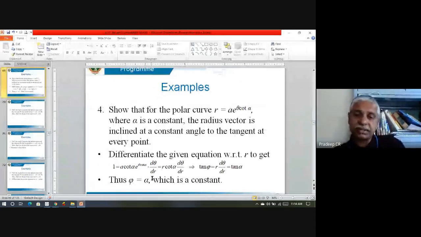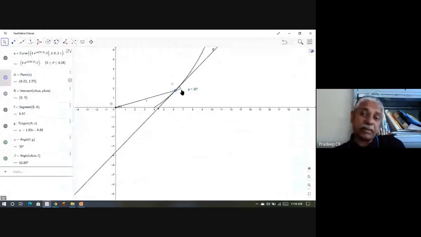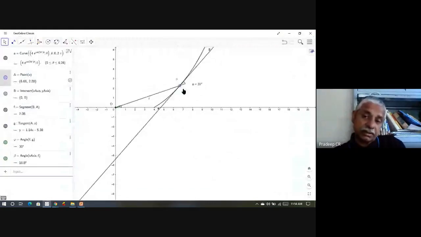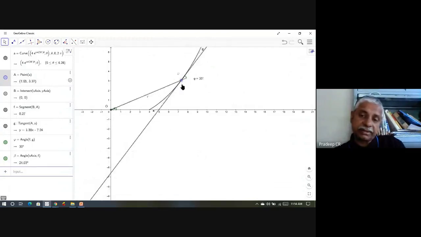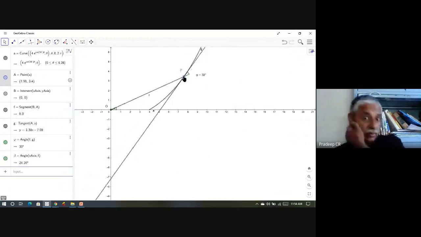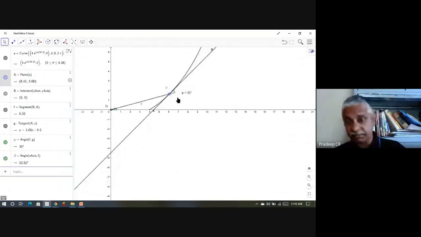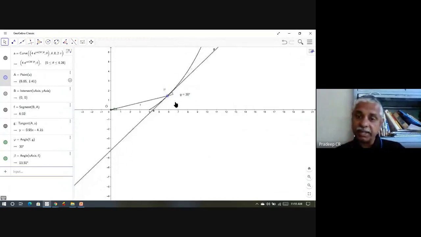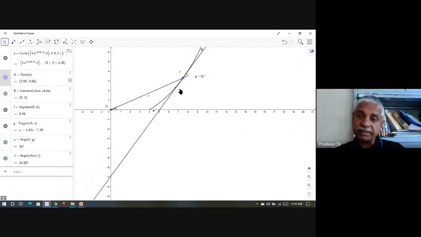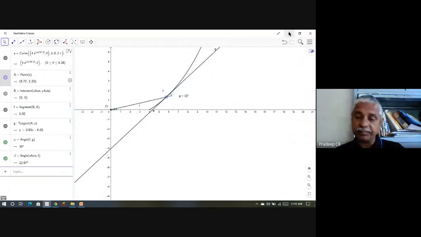I can verify this using this GeoGebra. So try to understand, GeoGebra is only to understand what's happening. Here, this was the curve given, and here is the radius vector, and the angle between radius vector and the tangent remains constant all the while. It is 30 degrees. It is not changing at all. It's a very beautiful curve. It has a lot of nice properties. Tangent and radius vector are always at the same angle between them.